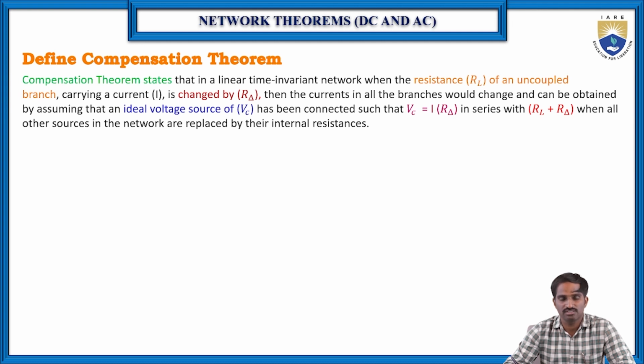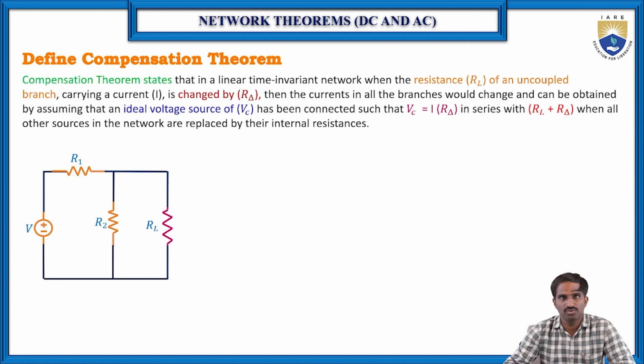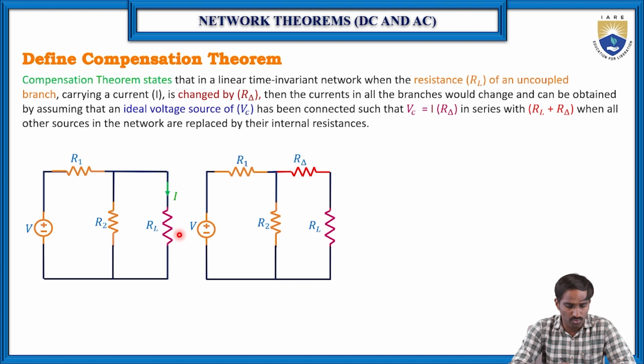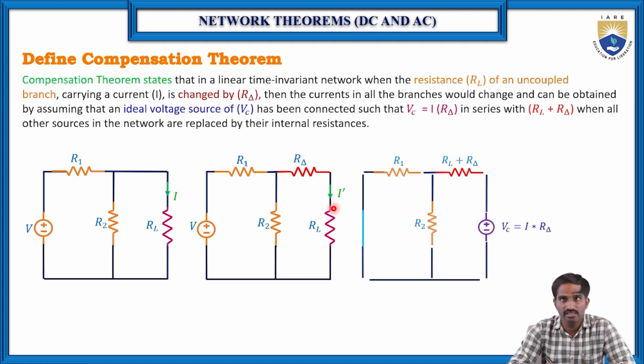So which means, suppose this is a circuit. In this circuit, let us consider the current flowing through RL is I. Then suppose you add a small change in resistance, delta R, connected in series with RL, and find the current flowing, which we consider as I dash.